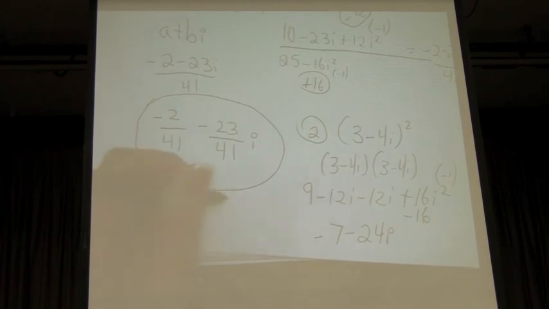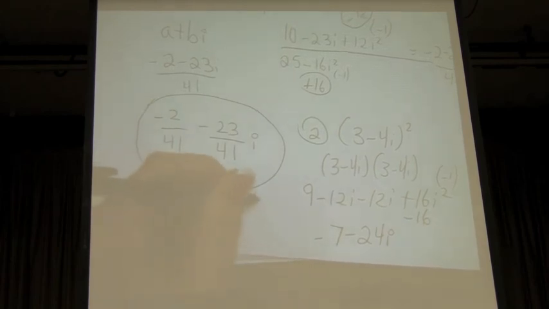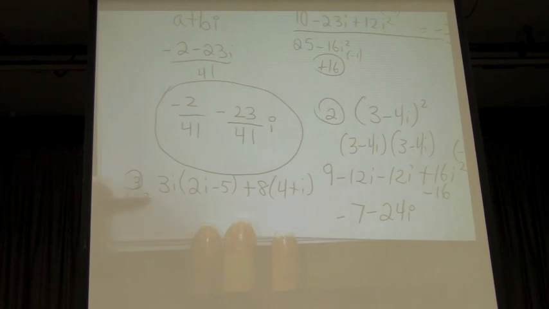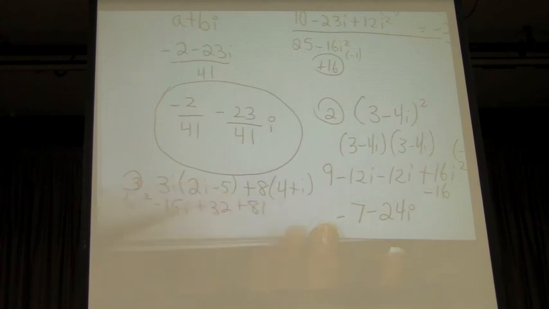Okay? The only other kind of problem they might give you is something like 3i times 2i minus 5 plus 8 times 4 plus i, or something like that. Now, all you're really being asked to do is what? Distribute and combine like terms. So you get 6i squared minus 15i plus 32 plus 8i. 6i squared, i squared is -1. 6i squared is -6. You have a -6 plus the 32, which gives you 26. You have a -15i plus 8i for a -7i.